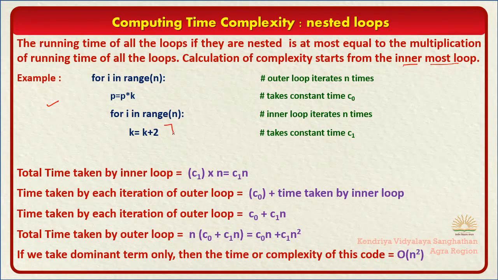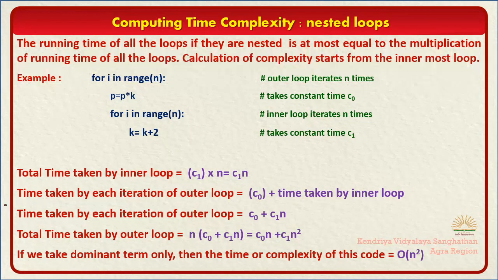Inner loop is running for n times. Here k equals k plus 2. One statement is there that is taking c1 constant time, and since this will run for n times, the complexity of the inner loop will be c1n. That means the time taken by the inner loop will be c1n.